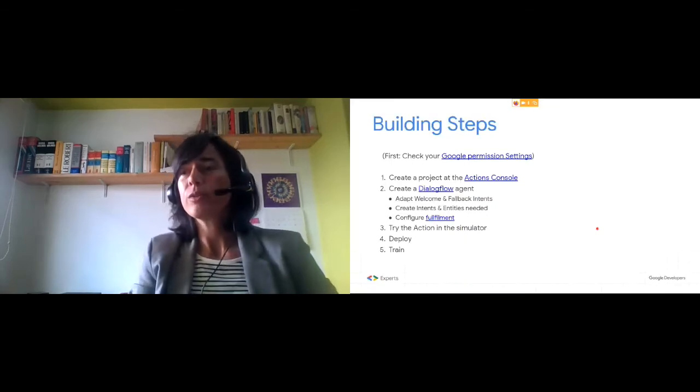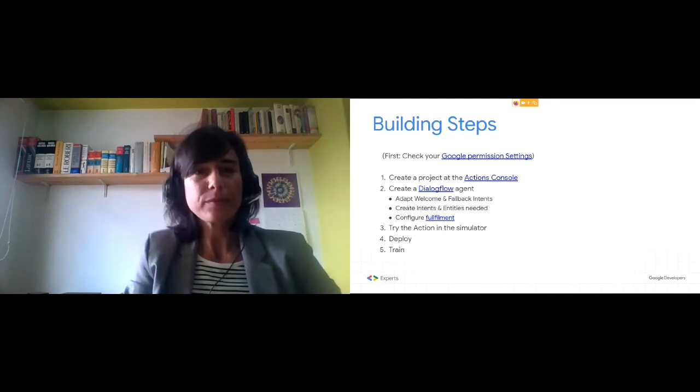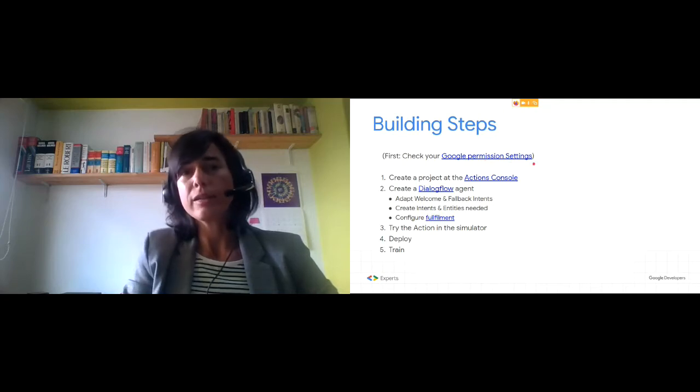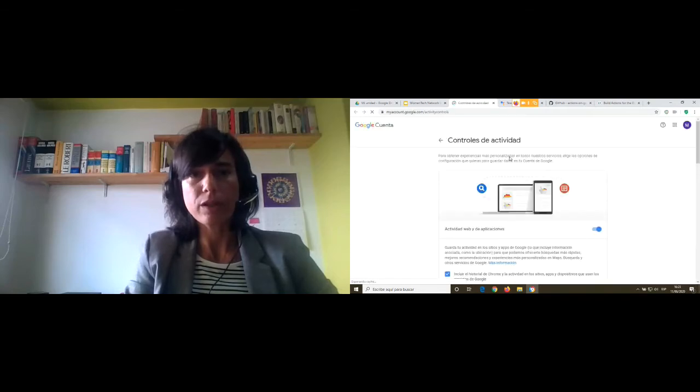Well, so now we are going to build a very simple one. The first thing you have to do is give some permissions. We have to check our Google permission settings and see that they are correct. You only have to do this the first time. If you already have the permissions, it's okay.